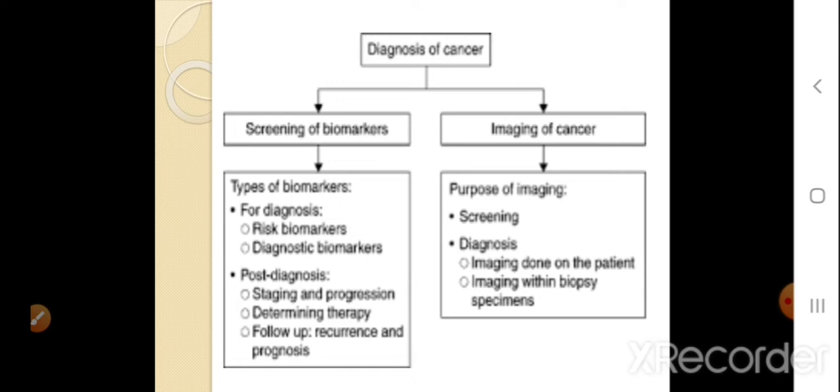And for the imaging purpose, the imaging can be done either on the patient or on the biopsy specimens. So the two major principles of nanotechnology based cancer diagnosis involves screening of the biomarkers and imaging of the cancer cells.